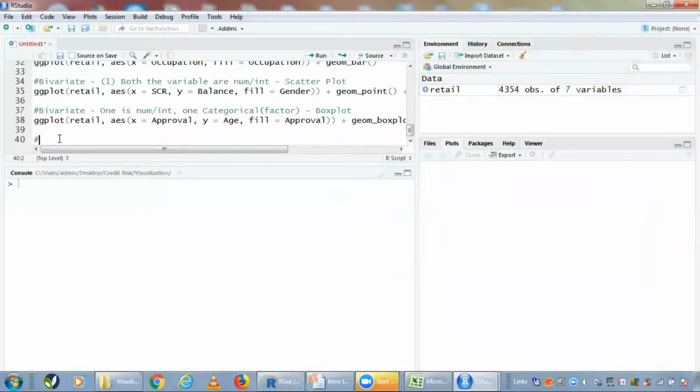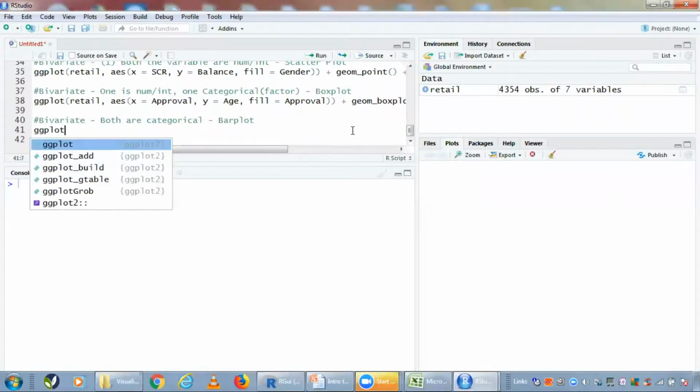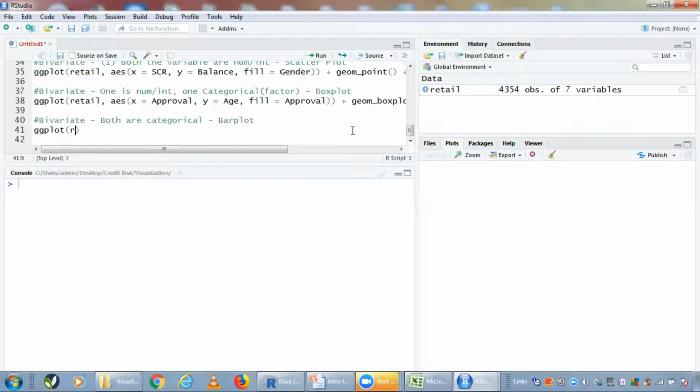So now we are talking about a bivariate analysis where both the variables are categorical in nature, or they are factors. Okay, the plotting option that we use here is again a bar plot. So now I am going to call ggplot. Please note this may be slightly different in terms of syntax, but there are very limited plotting options that we commonly use, so it will not be very difficult as long as you practice.